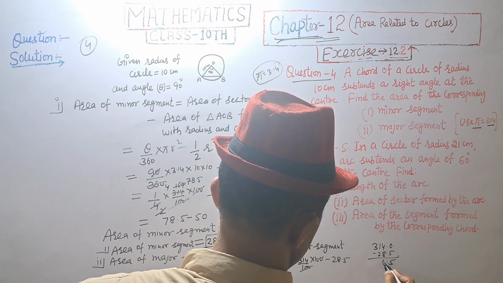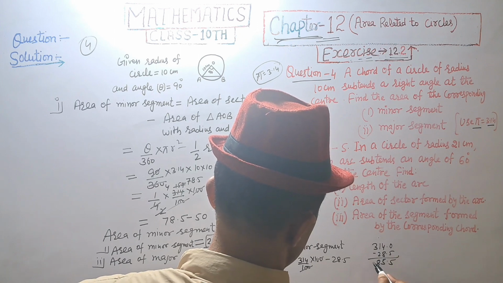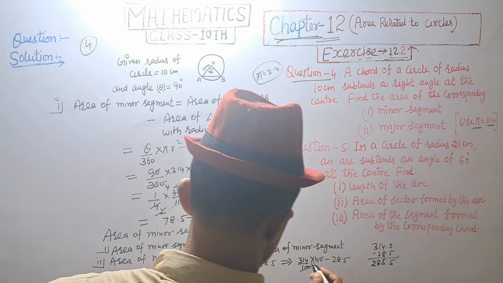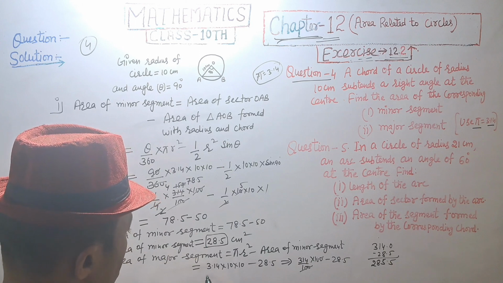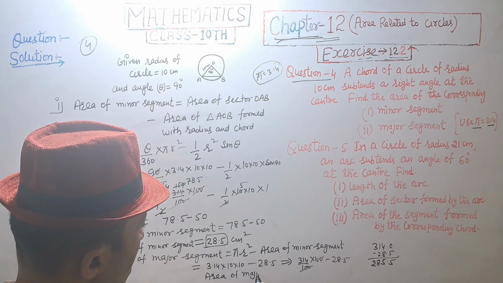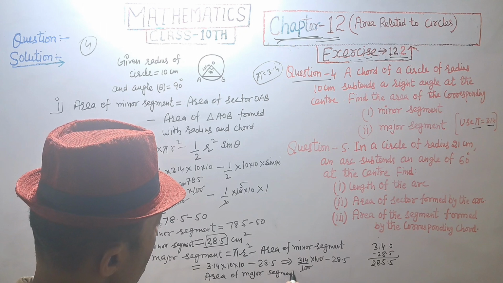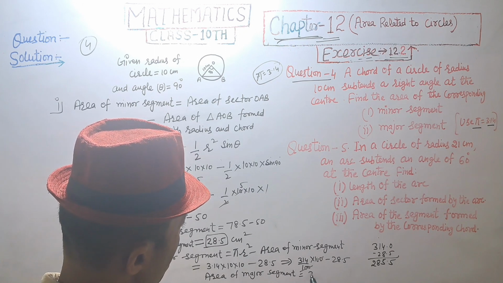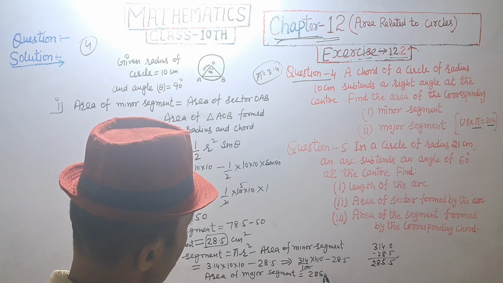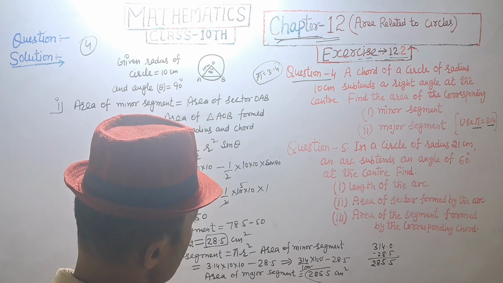Subtracting, we get 285.5. Area of major segment is equal to 285.5 centimeter square. Answer.